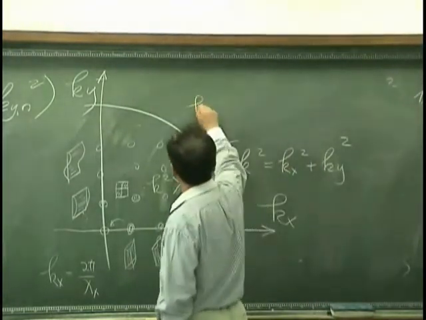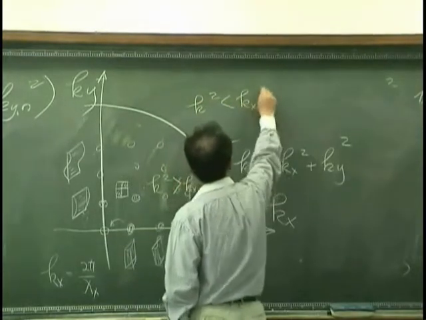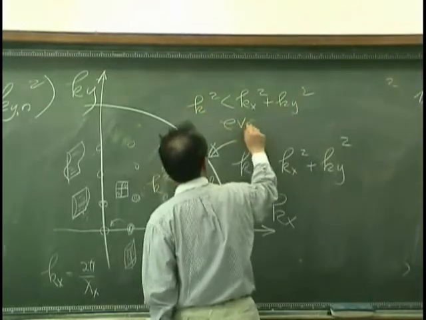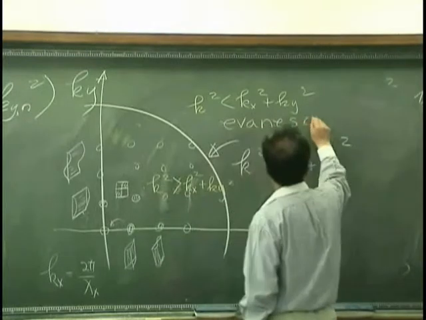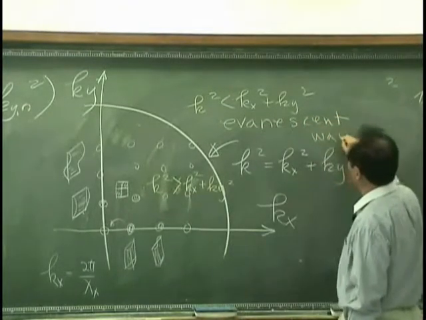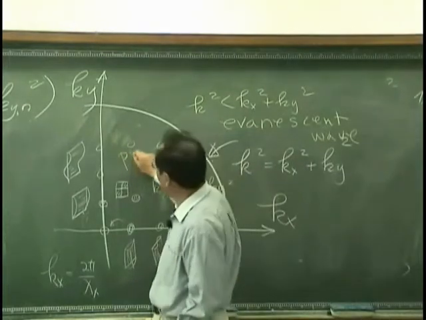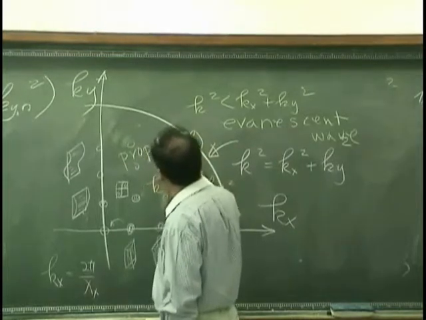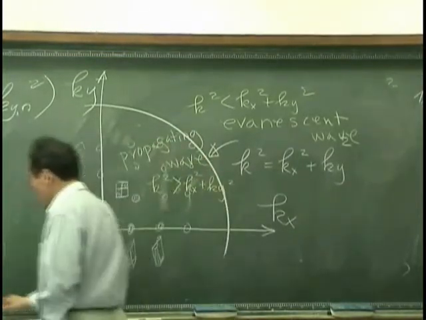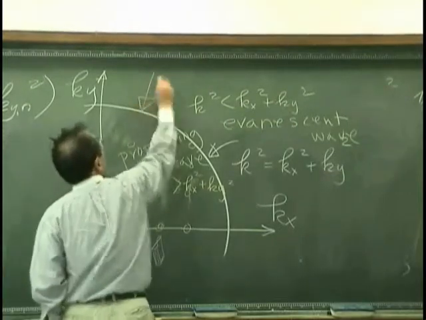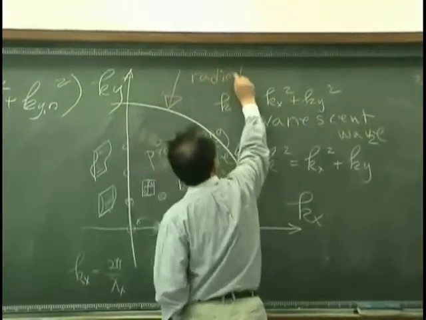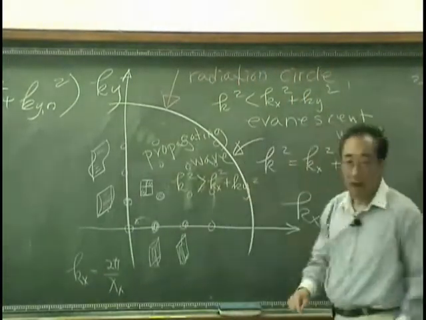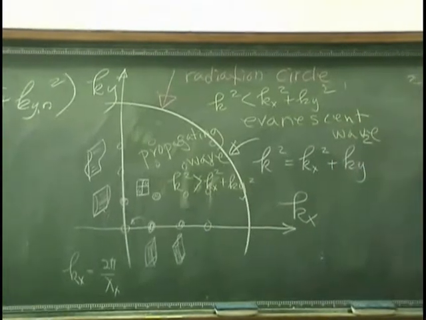Okay. So this is the reason it is smaller, and this is the region where we have an evanescent wave, and this is the region where we have a propagating wave, and this circle we call the radiation circle. Okay? All right?